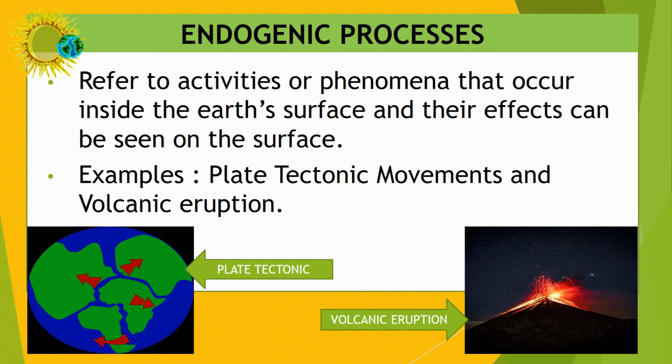That means some activities which are happening inside the Earth's surface, which we cannot see, but their impact can be seen on the surface of the Earth. There are two examples that we will be discussing here: plate tectonic movements and volcanic eruption. Both of these activities are taking place inside the Earth's surface, but the result of their movement can be seen on the surface of the Earth.